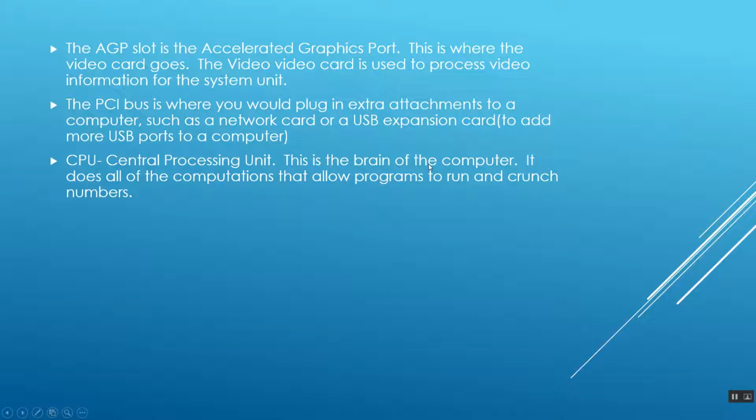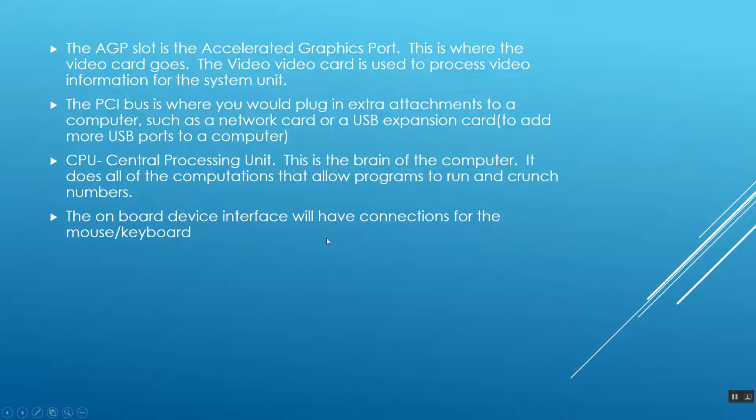Now, if you consider the CPU the brain of the computer, the motherboard would be the body. All of these devices plug into the motherboard, and the motherboard determines how fast of a processor you can get, what kind of processor you can get, how much RAM you can have, and how fast certain things are going to run. So it's one of the first things you look at if you're actually getting a computer. And of course, the onboard device interface. You can say it has connections for mouse, keyboard, among other things.